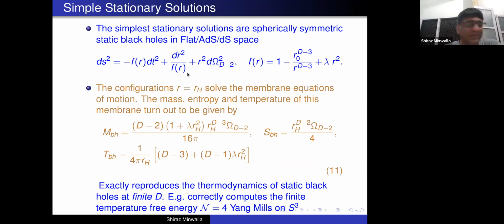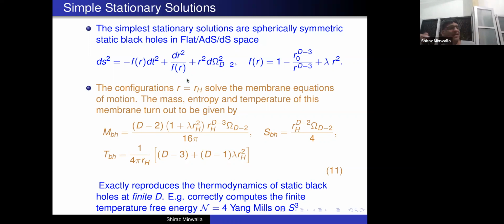Okay, now I've told you about how stationarity works at a formal level. Let's ask how it works practically. So suppose, can we practically find solutions to these stationary equations? Well, the simplest such solutions are just static solutions, like the Schwarzschild black hole in flat space, or the AdS Schwarzschild black hole in AdS space, or the corresponding thing in de Sitter space.